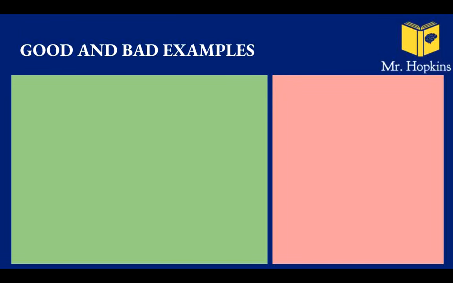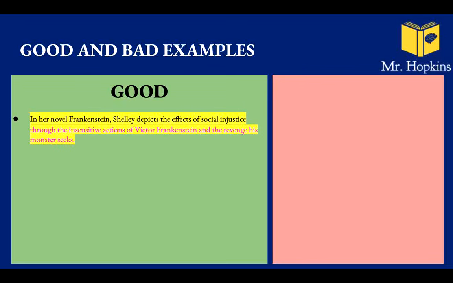So let's look at some good and bad examples for a thesis statement about the novel Frankenstein. In her novel Frankenstein, Shelley depicts the effects of social injustice through the insensitive actions of Victor Frankenstein and the revenge his monster seeks. It's a standalone sentence, so I can remove it from the essay and it still makes perfect sense. It talks about Frankenstein, Shelley, and explains the what, the effects of social injustice.